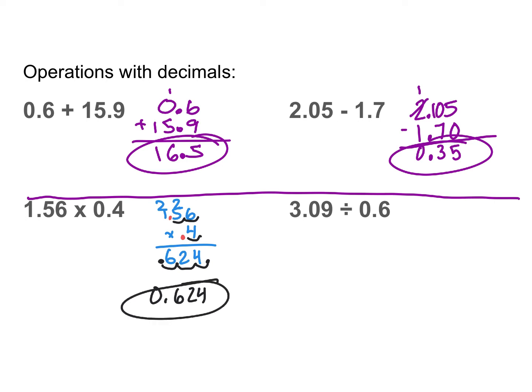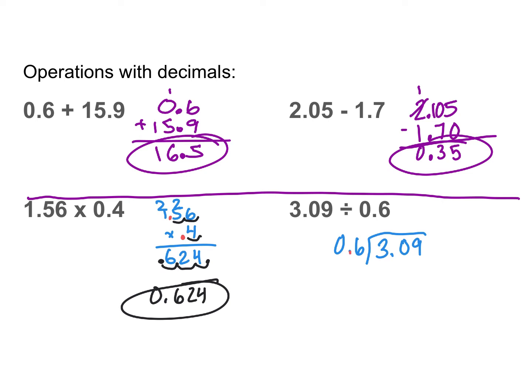Okay, the next one. I'm doing the exact same thing. I'm ignoring the decimal points at first, but when I take 3.09 divided by 0.6, I have a problem. I can't think in terms of 6. So in order to ignore the decimal point, I actually have to remove it from the divisor. It doesn't matter if I still have a decimal point inside this box, but I need it to be out of the divisor.